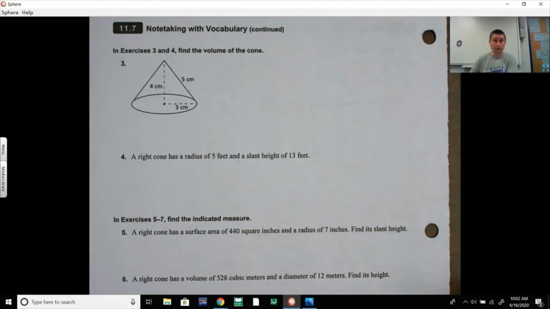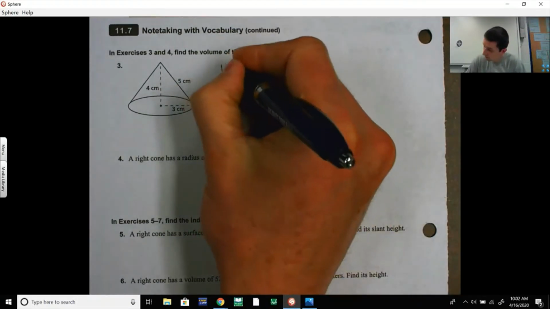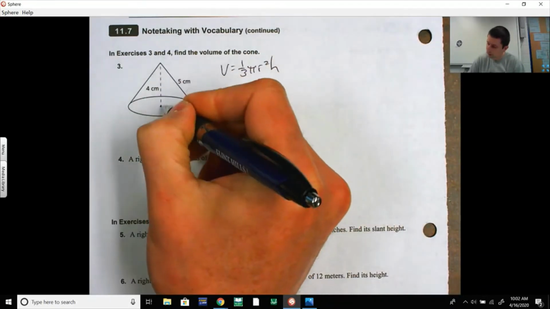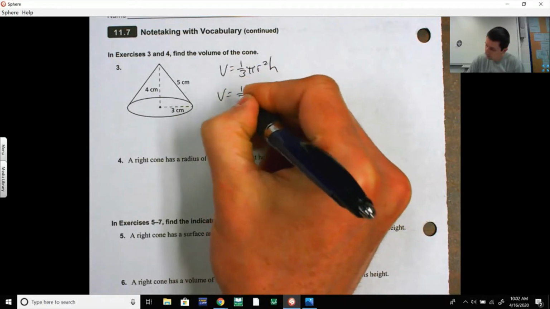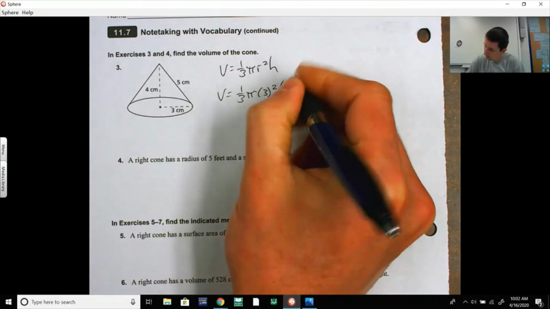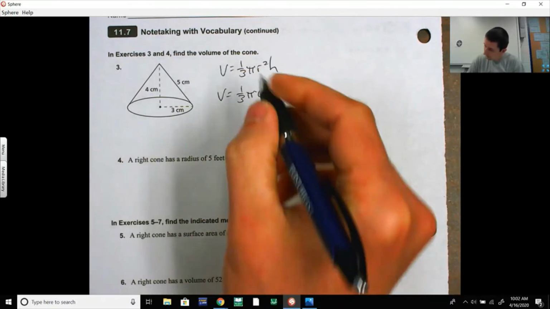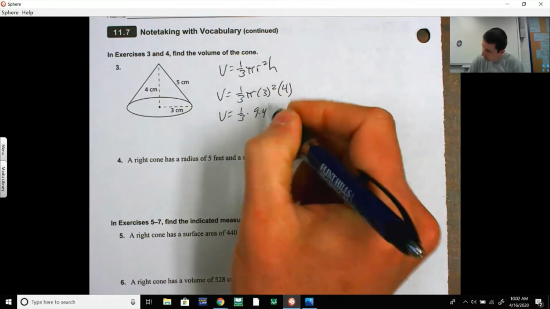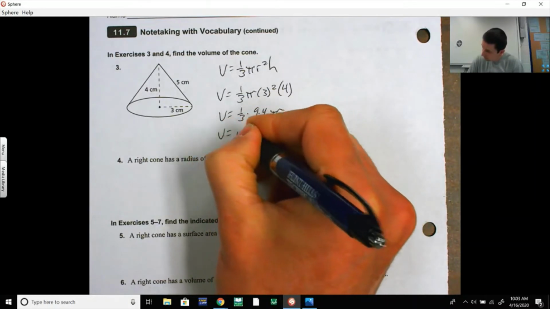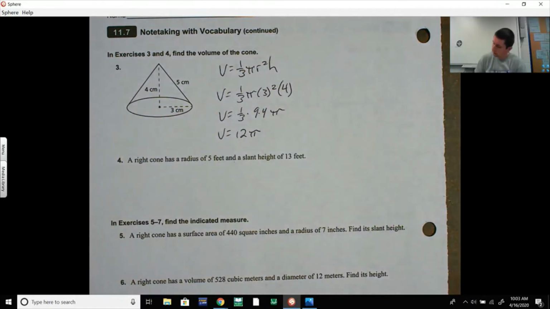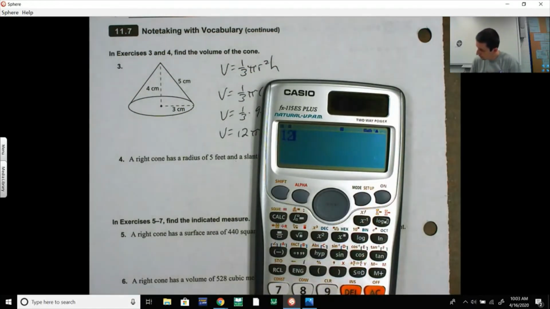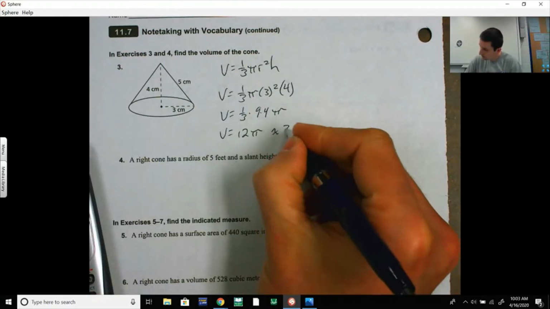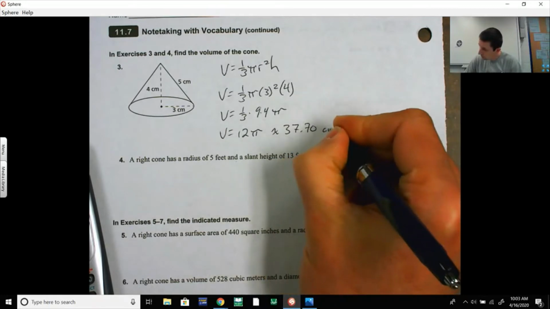Find the volume of a cone. So volume is 1/3 pi r squared h. Now h is using this one right here. So volume is 1/3 pi times 3 squared times 4. Okay, so volume is 1/3 times 9 times 4 times pi. Rearrange it, 1/3 of 9, that'd be 3, times 4 is 12 pi. So volume is 12 pi square centimeters. And 12 pi is 37.70 square centimeters.